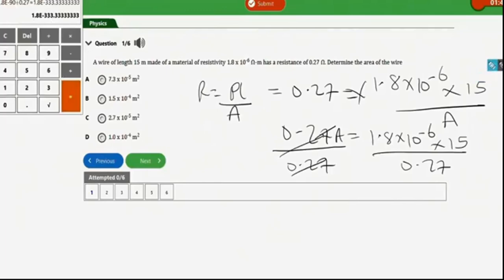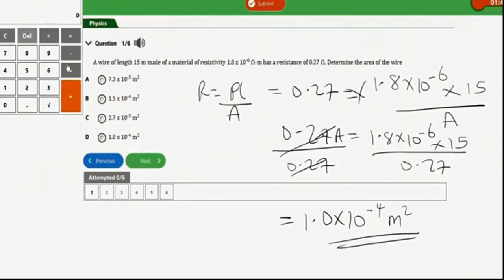Now note that in the scientific calculator, when you punch this, it is equivalent to the output we are seeing on this calculator. It's equivalent to 1.0 times 10 to the power negative 4 meter square. So the correct option in this question is what? Option D. Alright, so that's it for this question. Let's wipe this now and solve the next repeated question.